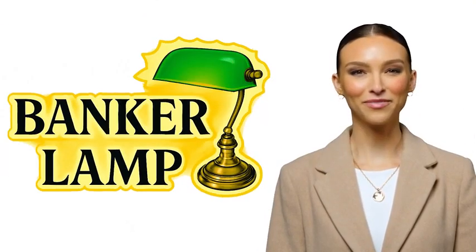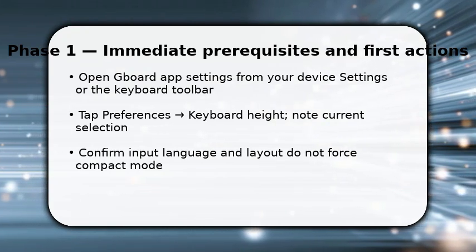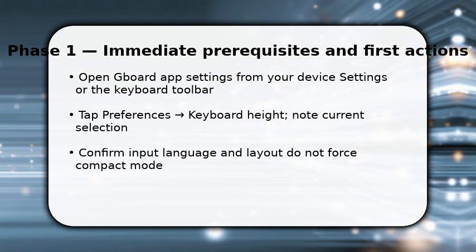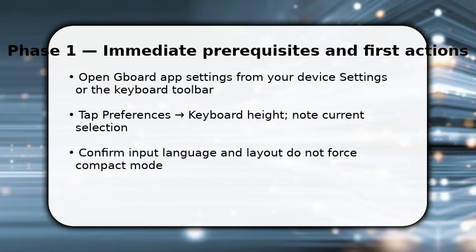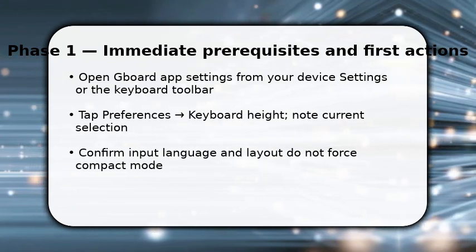Please enjoy the video. You start by confirming prerequisites. You have Gboard installed and the keyboard active. Open Gboard settings now. If you can't find it, tap the gear icon on the keyboard or open Android settings, then System, then Languages and input.